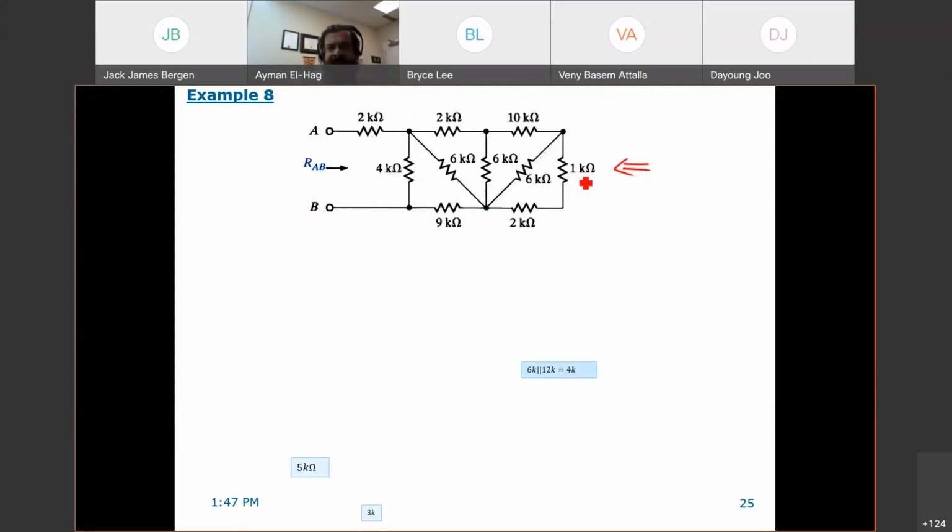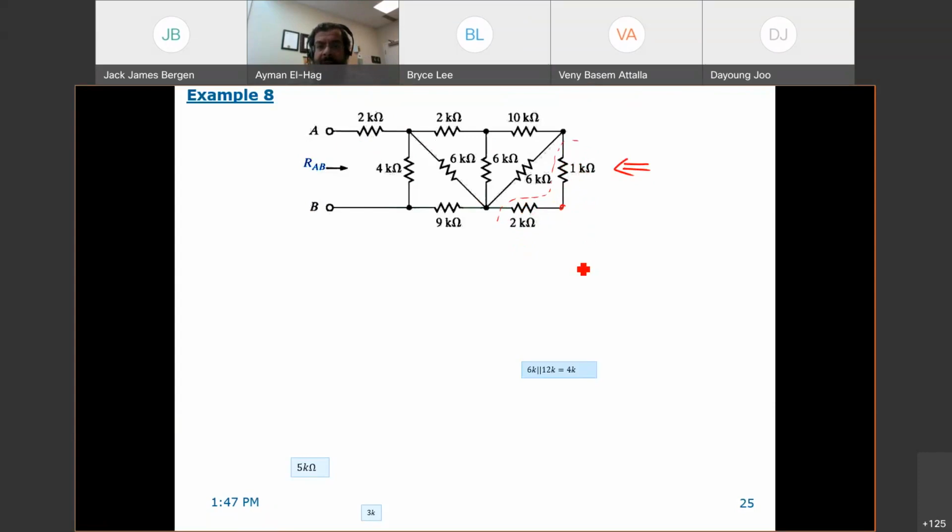Now, when we come from this side, clearly the 1 kilo and the 2 kilo are in series. Why? Because they share one node and nothing else shares these two nodes. So I can add these two together and this becomes equal to 3 kilo ohm.